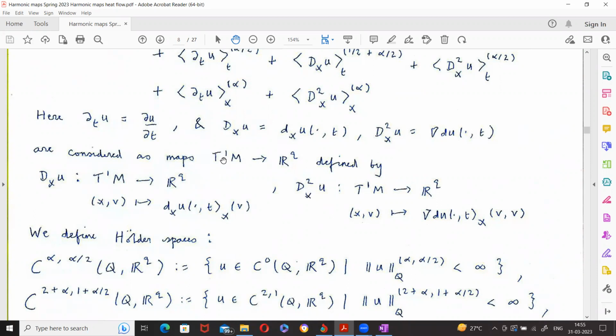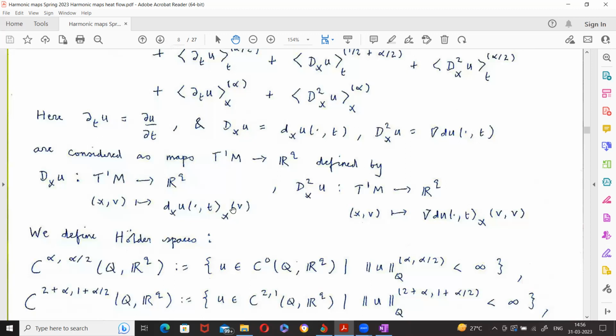So notice that since d_x u is a linear map on each tangent space, it's determined by its restriction to the unit tangent bundle, right? So if the restriction to the unit tangent bundle is 0, then the derivative is identically 0, right? Okay. So d_x u is a function on the compact manifold T1M taking values in R^q. (x, v) goes to the derivative in the space variable d_x u at (x, t) applied to v. Okay.